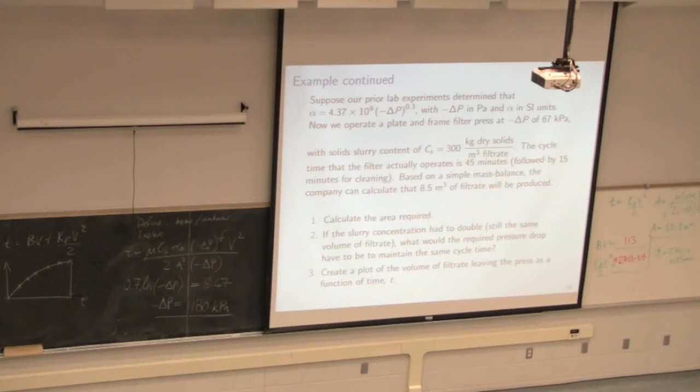You need to increase the pressure so that you still get to 8.5 at the end. So we know our endpoint is going to be the same, because when we double the slurry concentration, CS, we operate at higher pressure. What is that curve going to look like? We're going to start and end at the same point. At time zero, we've got zero filtrate, and at the end time, we've got 8.5 meters cubed. But what's the path going to be in the middle? Go about it. You'll prove it to yourself and try out the expression.